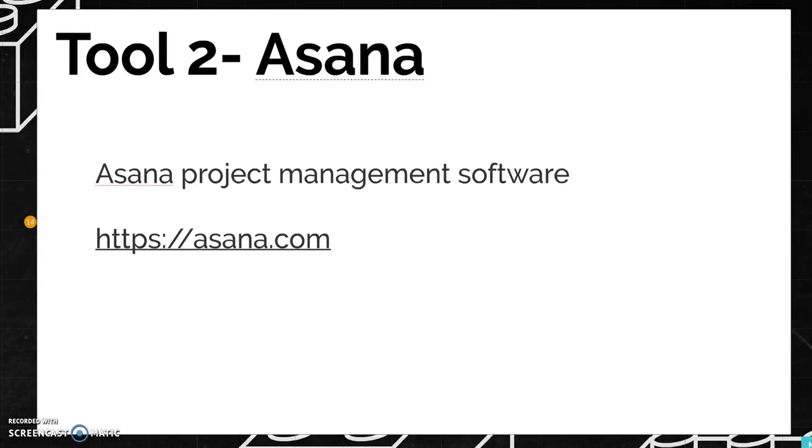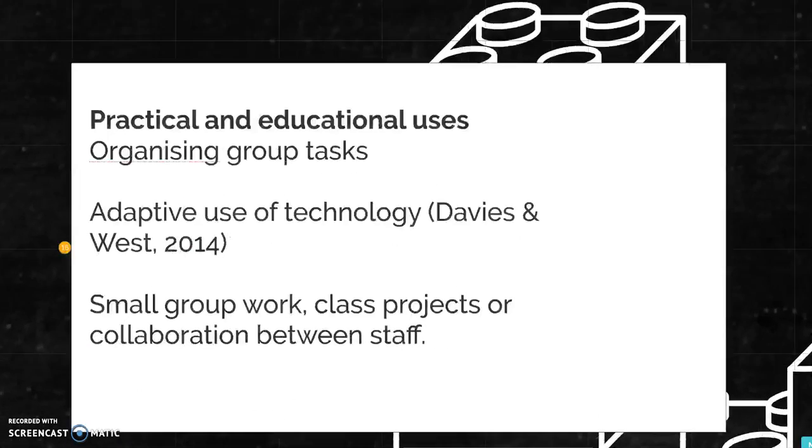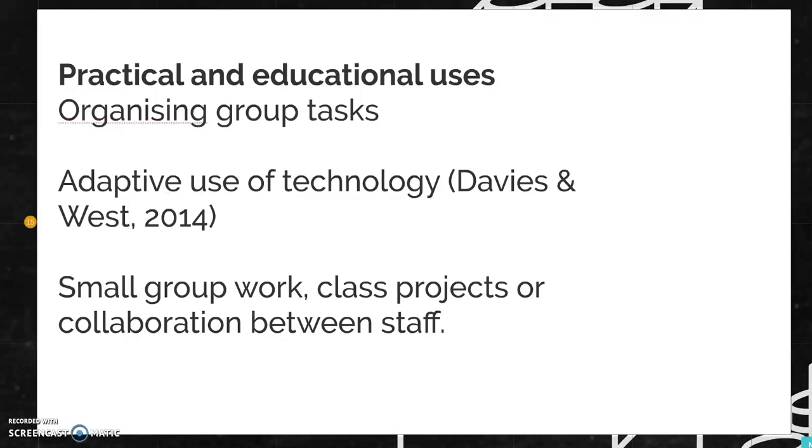The second tool chosen for evaluation is Asana project management software. Asana is centered around organizing group tasks and was engineered to be employed by businesses, volunteer groups or designers. In an educational setting, it serves as an adaptive use of technology. It could readily be used in small group work, whole of class investigative projects, or even collaboration between staff.